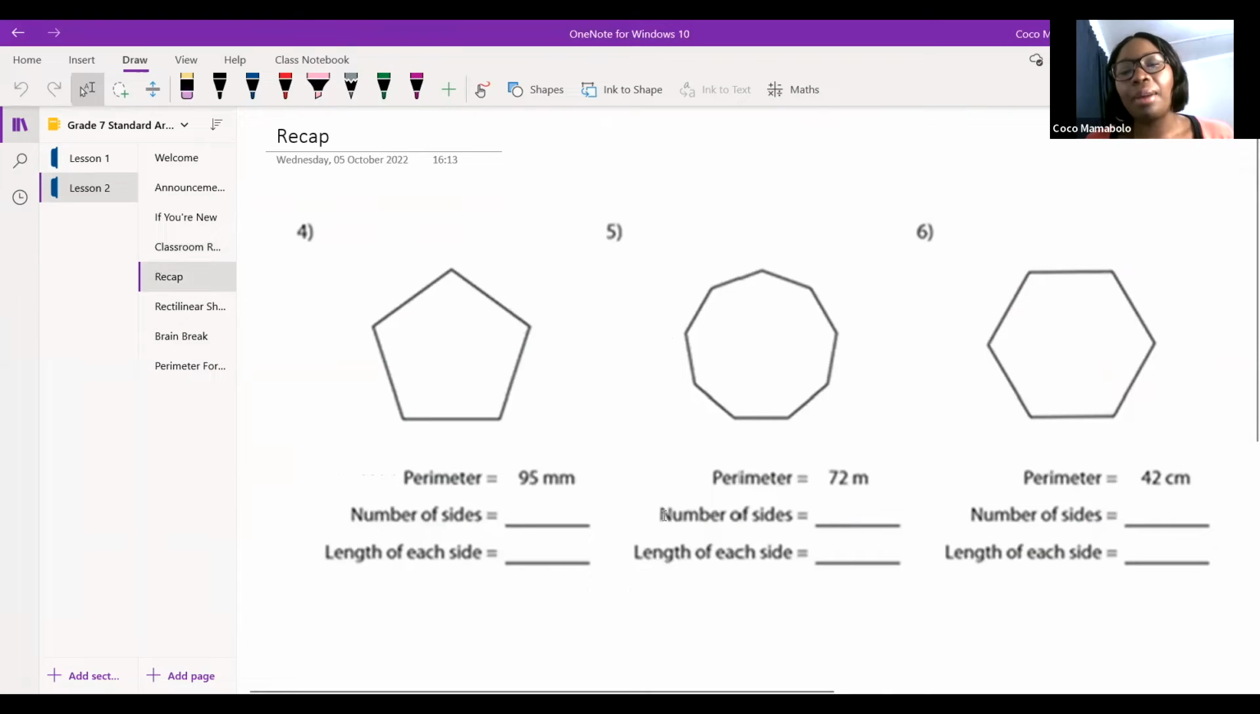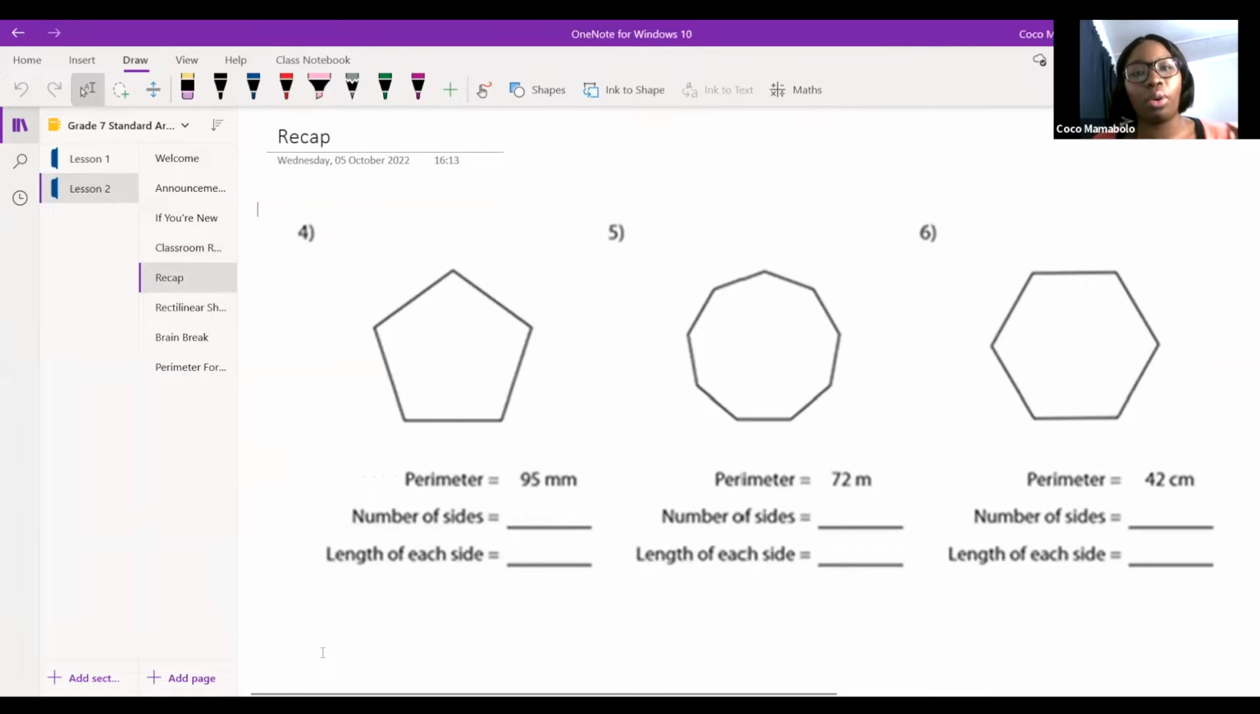To do a bit of recap, I would like you guys to answer questions 4, 5, and 6 in the chat. And then because today we're doing emojis, I want you guys to put my favorite emoji in the chat when you're done with 4, 5, and 6, which is the laughing man emoji.